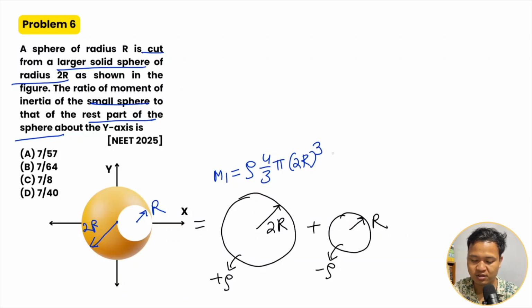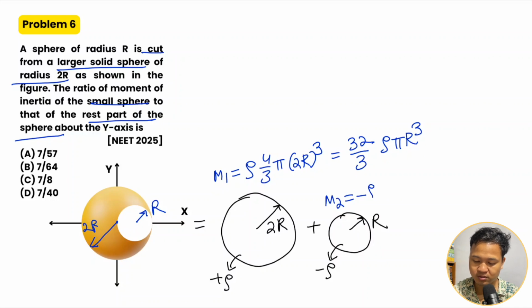Okay. So how much is this? With 2r cubed, that is 8, and 8 times 4 is 32, divided by 3, so M1 is 32 by 3 rho pi r cube. Now M2 is the same thing minus rho into 4 by 3 pi r cube, which is the mass of the cavity.